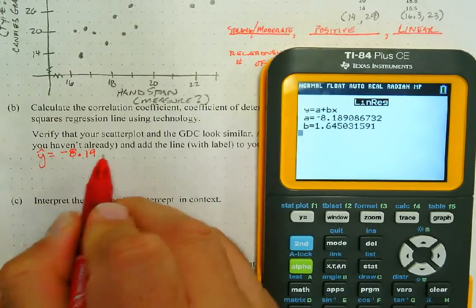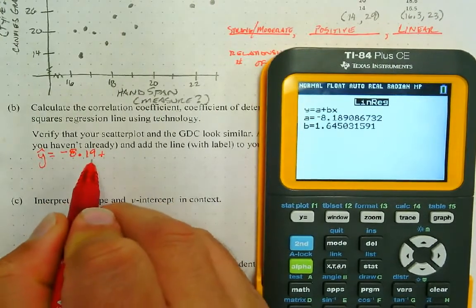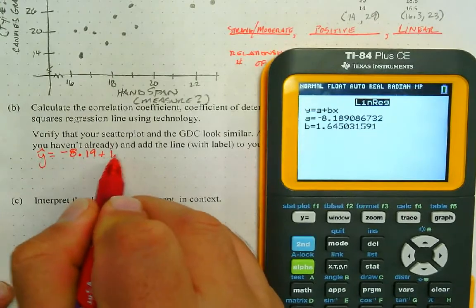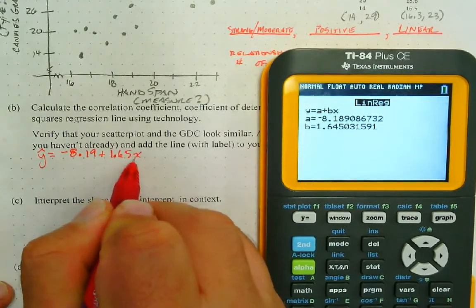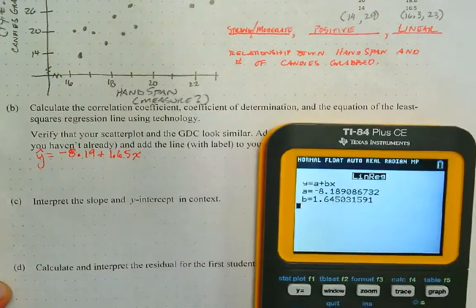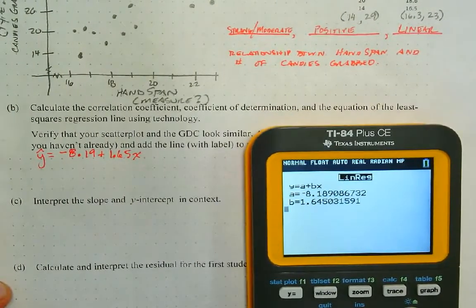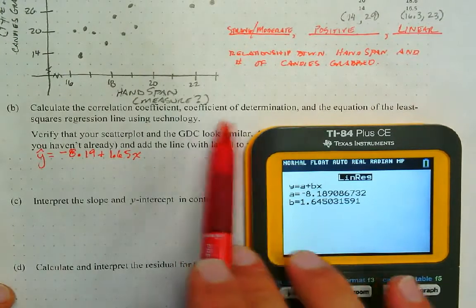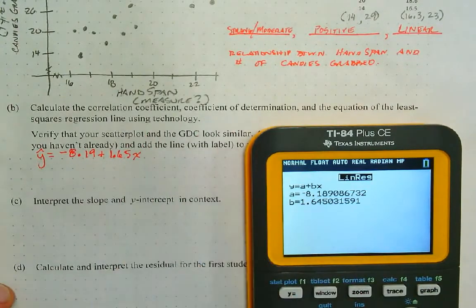8.19 plus 1.645 it looks like, so 1.65x. But what about the coefficient of determination and the equation of the least squares regression and the correlation coefficient?